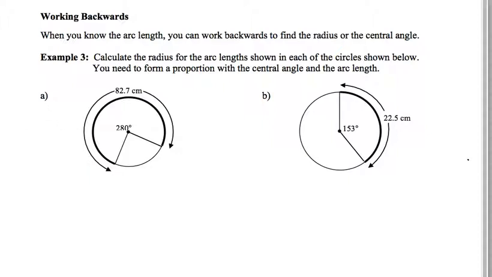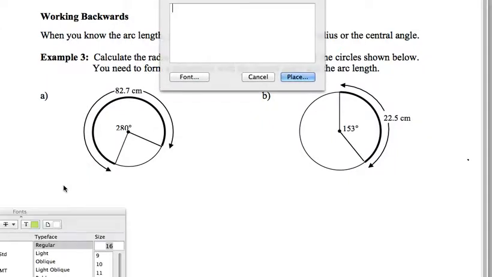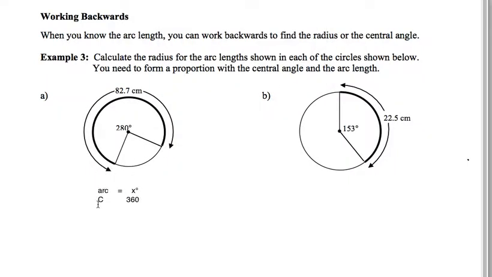I always say to myself, what is the formula I'm going to use? I know that for a lot of these, if I'm dealing with arc, I have to remember that arc over circumference is equal to the proportion of the central angle, x degrees, over 360. So I'm going to write it like this. X degrees over 360 is equal to the arc over the circumference. It's one of the big ones that you have to know for this unit. Arc over circumference equals x degrees over 360.